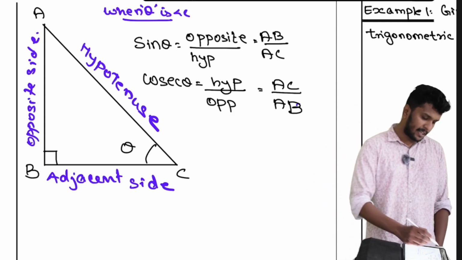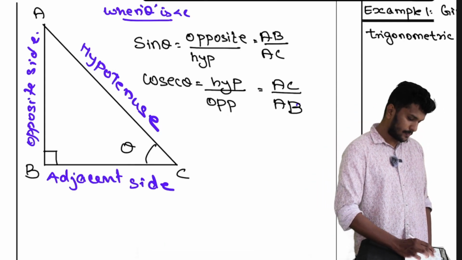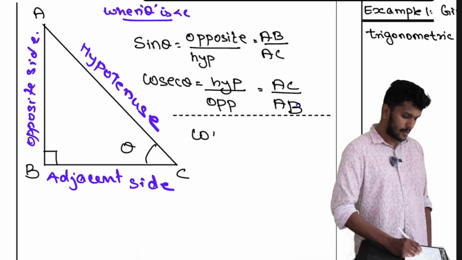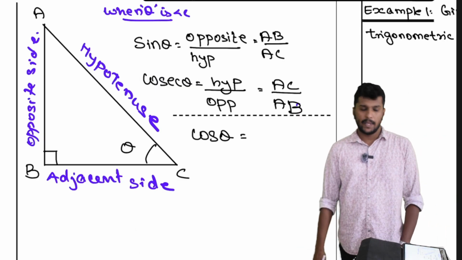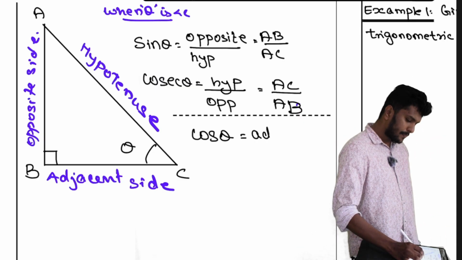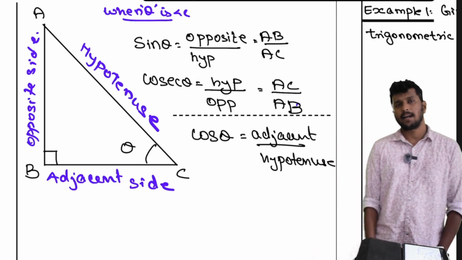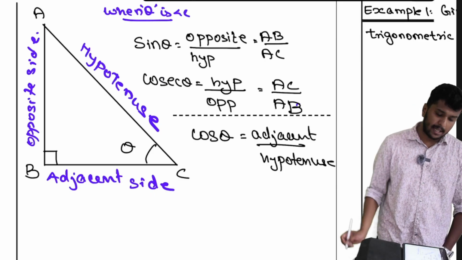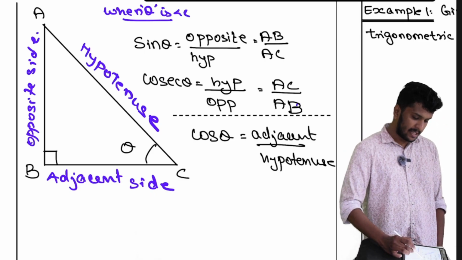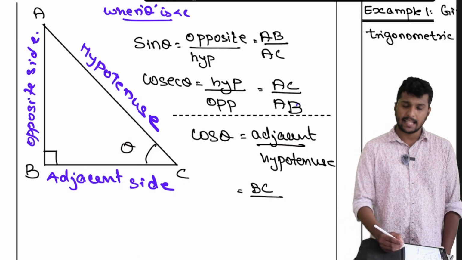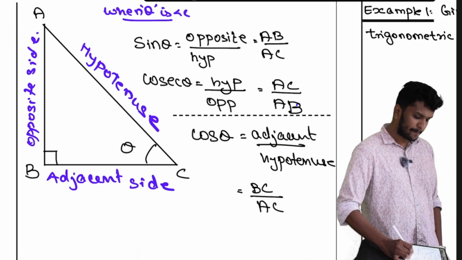Now moving on to the next trigonometric ratio. We'll take cos. Cos theta is always adjacent side by hypotenuse. Which adjacent side do you have to take? The adjacent side of theta. The adjacent side you have to take is BC. So that implies BC by hypotenuse, which you took as AC.